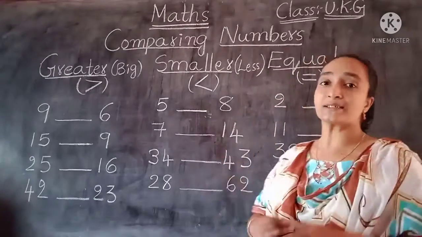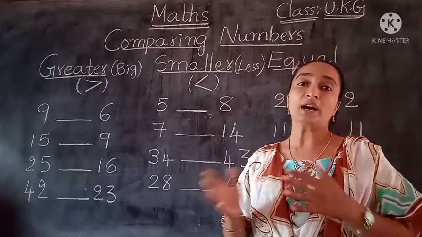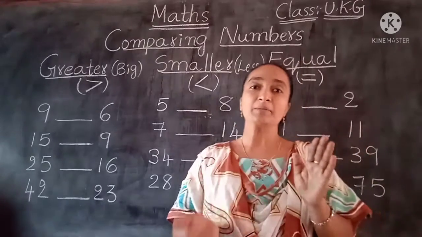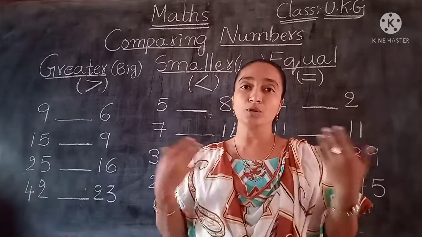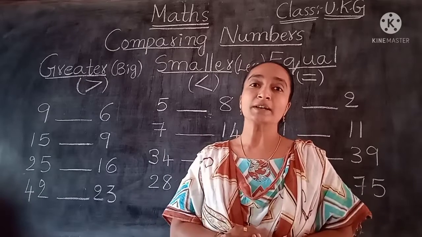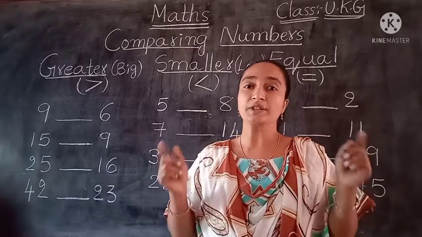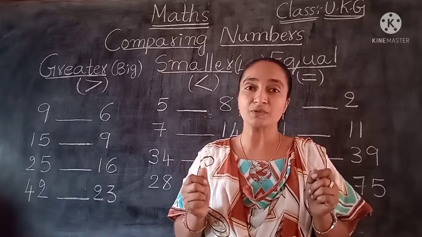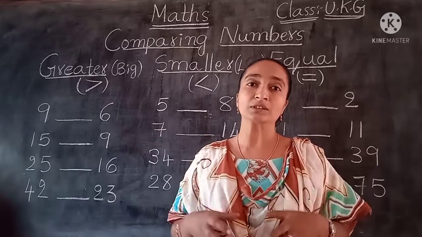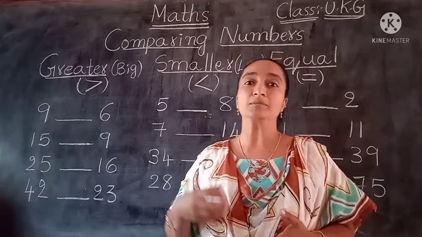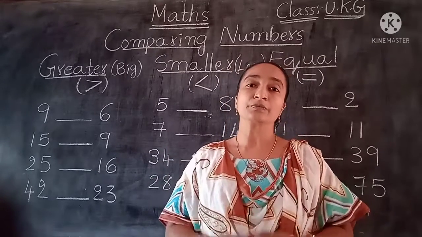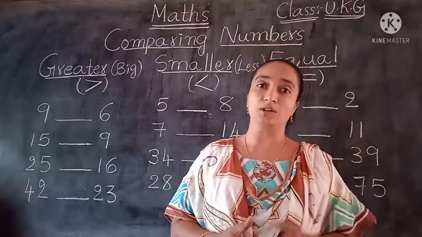And the other case is equal. Either they may be big or small, more or less, greater or less, or otherwise both are equal. So here the comparison is going on between two numbers. How do we find out which is the big, greater number or which is the less number? How could we find out whether the number is big or small?